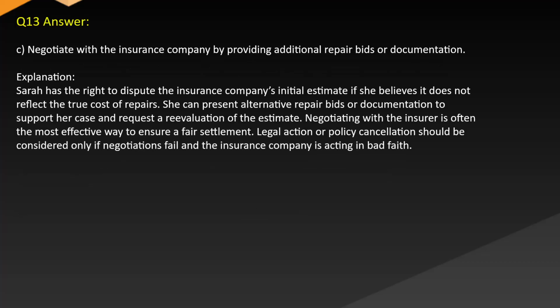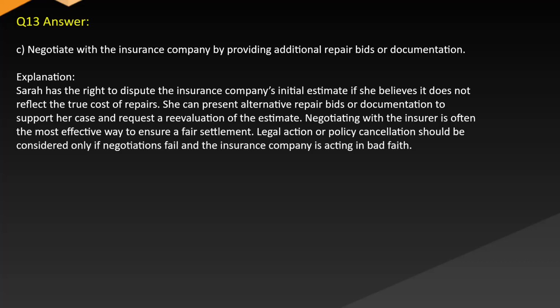Answer: C. Negotiate with the insurance company by providing additional repair bids or documentation. Explanation: Sarah has the right to dispute the insurance company's initial estimate if she believes it does not reflect the true cost of repairs. She can present alternative repair bids or documentation to support her case and request a reevaluation of the estimate. Negotiating with the insurer is often the most effective way to ensure a fair settlement.